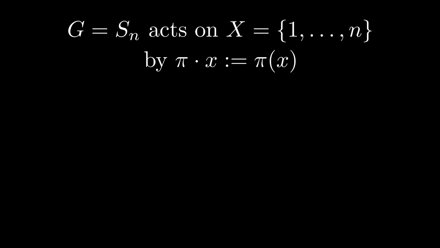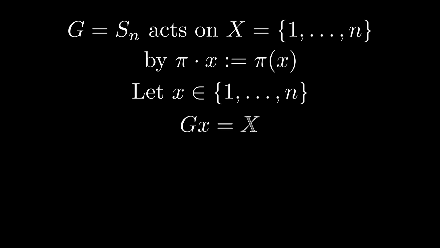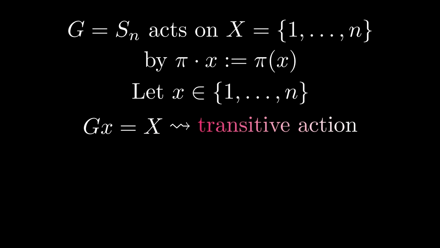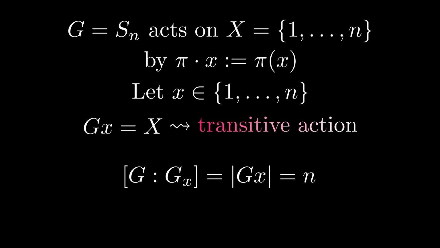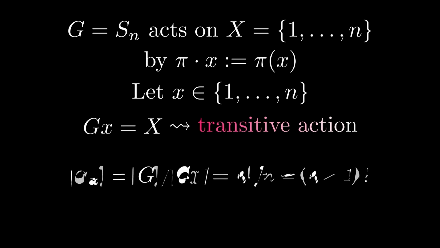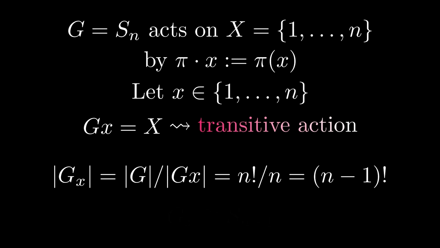For example, when the symmetric group acts on the set of integers from 1 to n, the orbit of any element is the entire set, meaning this is a transitive action. Applying the Orbit-Stabilizer theorem, we find that the stabilizer of an element has size (n-1) factorial. Since the remaining n-1 elements can be freely permuted, this confirms our intuition that the stabilizer of any element is isomorphic to the symmetric group of n-1 elements.